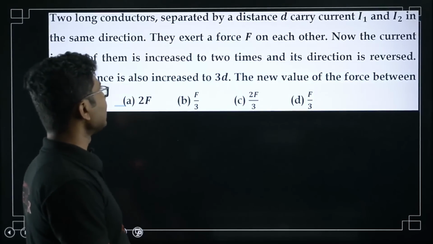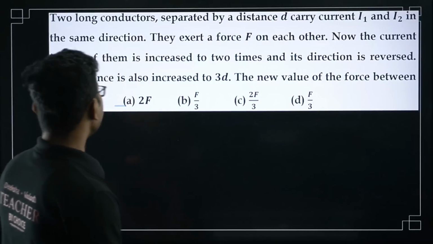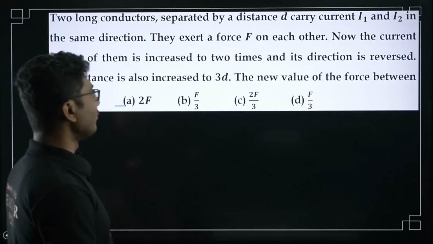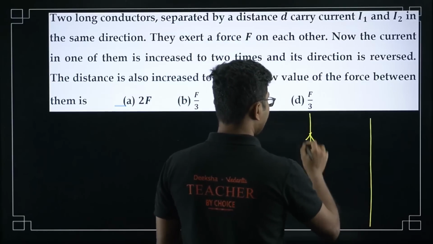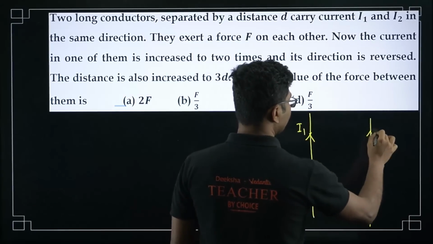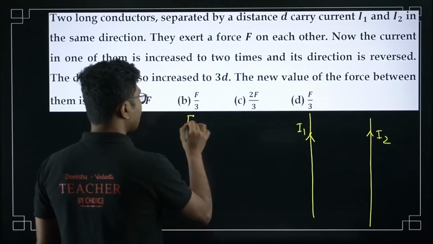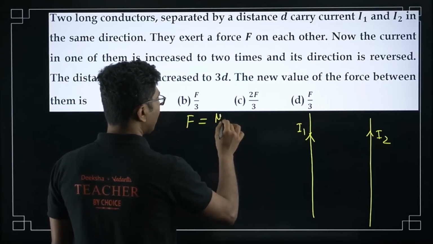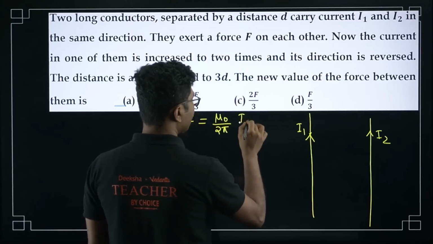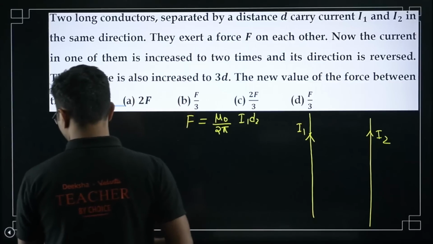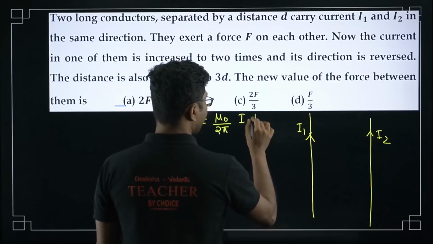Two long conductors separated by a distance d carry currents I1 and I2 in the same direction. They exert a force F on each other. So we have two long wires carrying currents I1 and I2, and force here means force per unit length. Force per unit length is given by mu naught by 2 pi, I1 I2 by d. This is the formula for the force between two parallel current carrying wires.